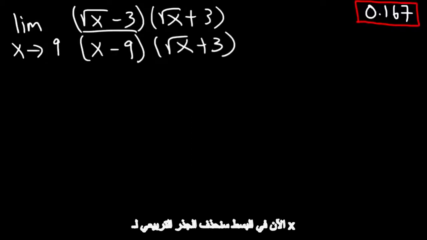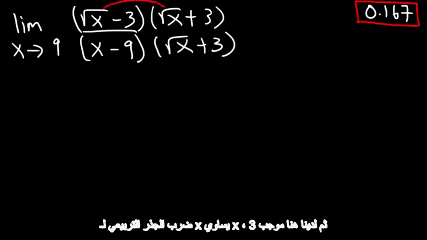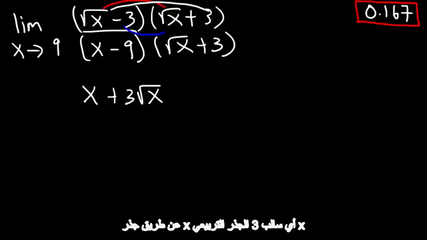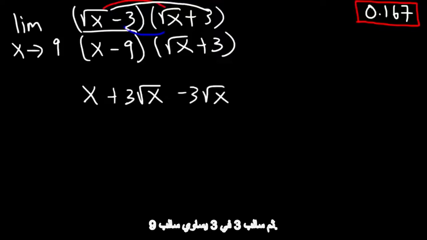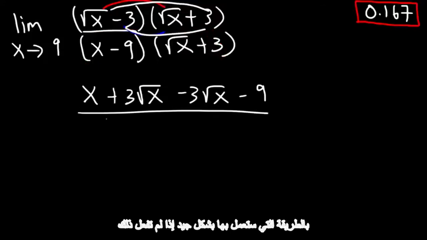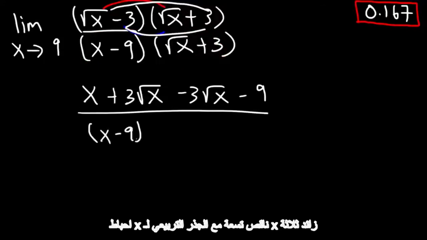Now on the numerator, we're going to FOIL. The square root of x times the square root of x is simply x. And then here we have positive 3 square root x. And then let's multiply negative 3 by root x. So that's negative 3 square root x. And then negative 3 times 3 is negative 9. Now, what I would recommend is not to FOIL these two. Keep it the way it is. It's going to work out nicely if you don't FOIL x minus 9 with the square root of x plus 3.